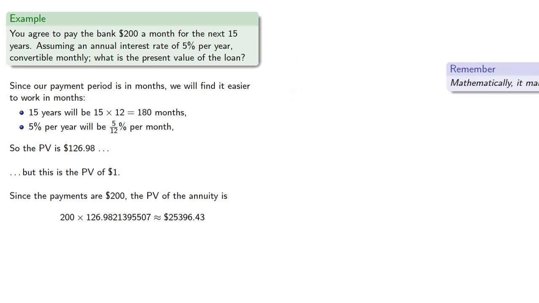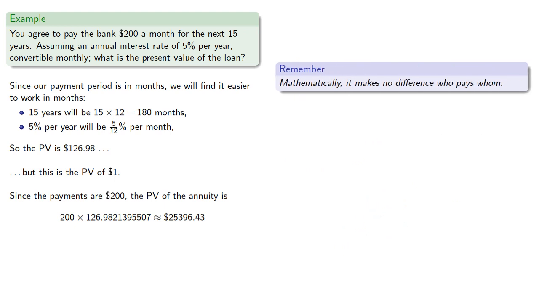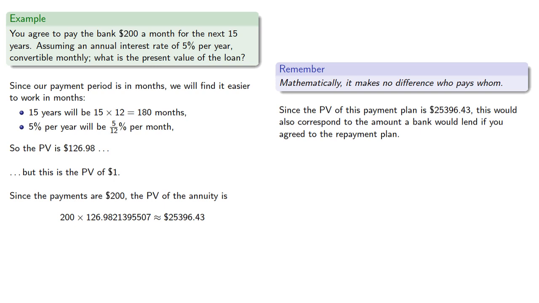So again, mathematically, it makes no difference who pays whom. Since the present value of this payment plan is $25,396.43, this would also correspond to the amount a bank would lend if you agreed to the repayment plan. And note that you'd in fact be paying $200 for 180 months, $36,000. So the difference between the two represents the interest that you pay on the loan.